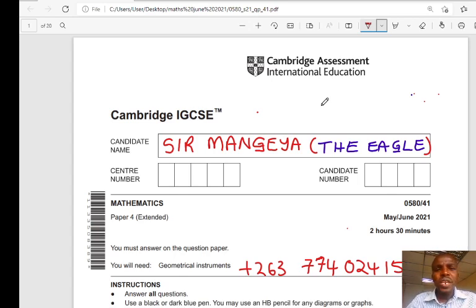Right. This one is Cambridge International IGCSE Extended Mathematics Paper 4, for May, June 2021.